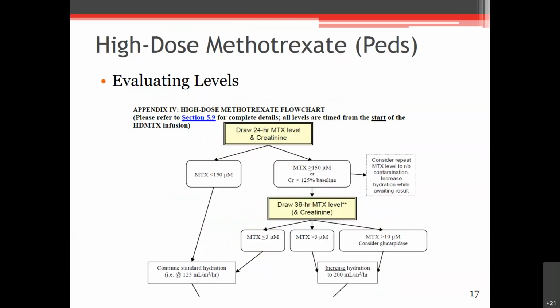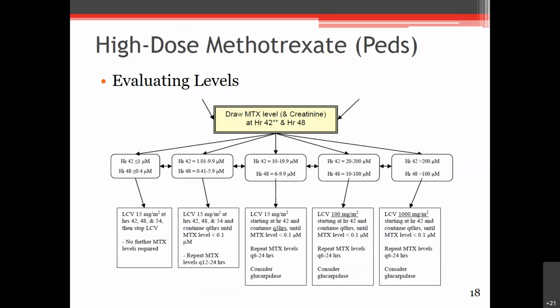The reason we don't follow the table in the clinical practice guideline for our PEDS patients is that the Children's Oncology Group, or COG protocols, actually have their own flow charts for managing high-dose methotrexate. So this is an example from a PEDS ALL protocol. And as you can see, it walks you through assessing the methotrexate level and creatinine, and then making sure that any changes to hydration are made. And then further down in the flow sheet, there are also recommendations for managing leucovorin dosing, and then for when it's appropriate to stop leucovorin and fluids.